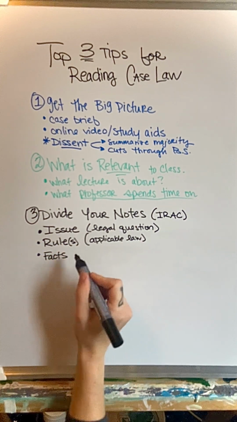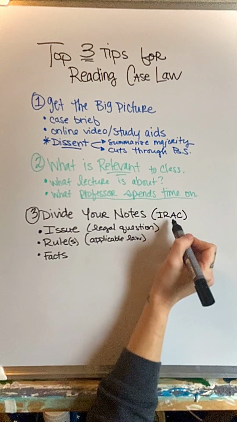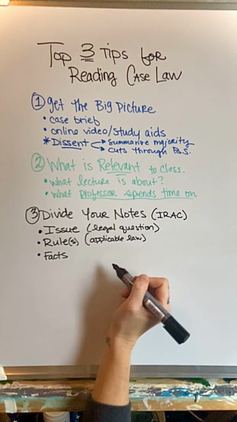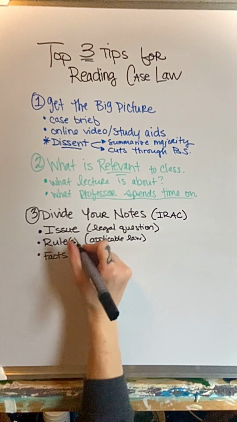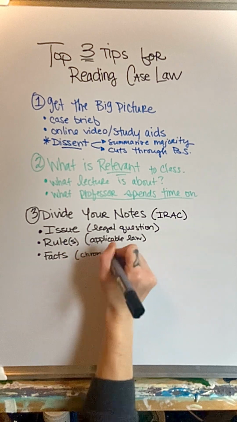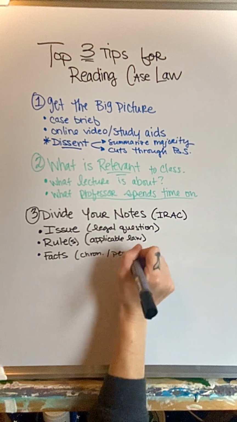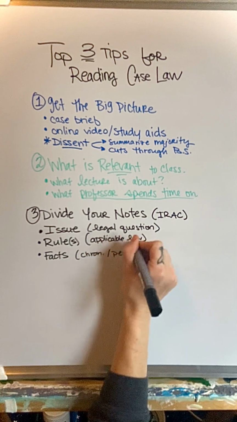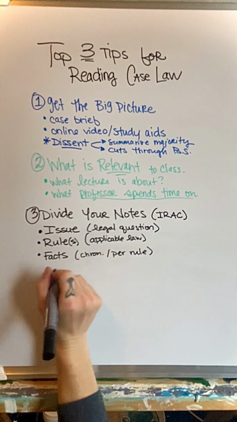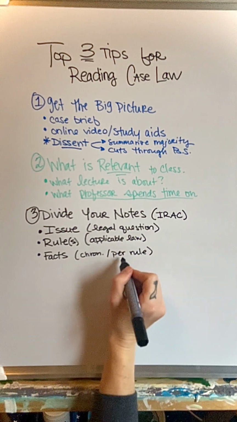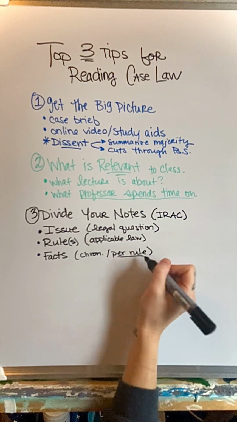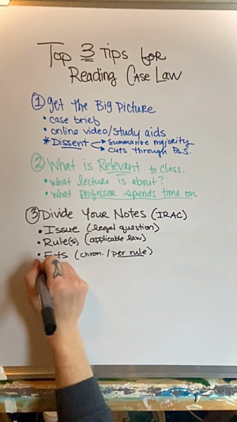So then I always want to know the facts. And especially if you ever write about this case, the facts are really important for A, because it's how the law applies to the given situation. And you can do these chronologically or per rule, right? Per applicable law, however you want to organize it for you. Sometimes it's a lot easier on an exam to do it per rule. That's how it makes it easy for your grader to give you the most points.